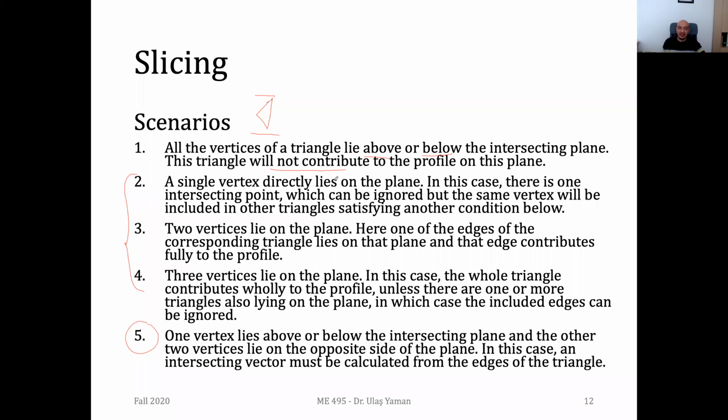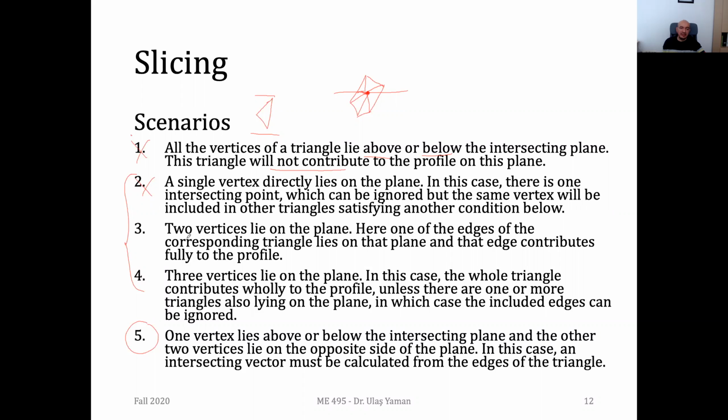A single vertex lies on the plane, which means that if that's the slicing plane, we have just a single vertex on this plane. And again, you can simply ignore it, since if that's the case, then probably the neighbors of this triangle are also intersecting with the plane. So this point of the first triangle, which has a single connection with the plane, will be included in the intersection of the other triangles. So you don't need to focus on that triangle. You can simply ignore it.